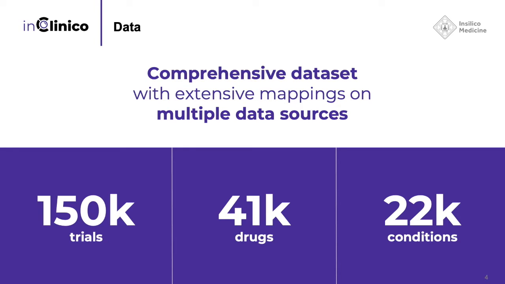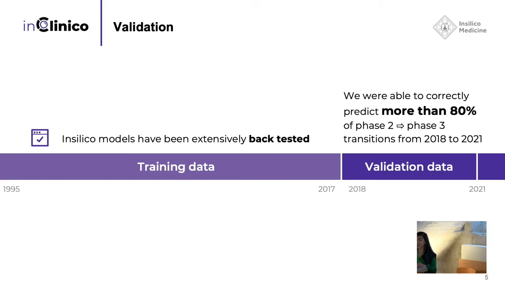So 150,000 clinical trials with over 41,000 drugs, such as small molecules and biologics, and it also spans more than 22,000 conditions, even disease subtypes. We update this platform about once a month now, and we are trying to continuously improve it. If you have any questions after, just ask.